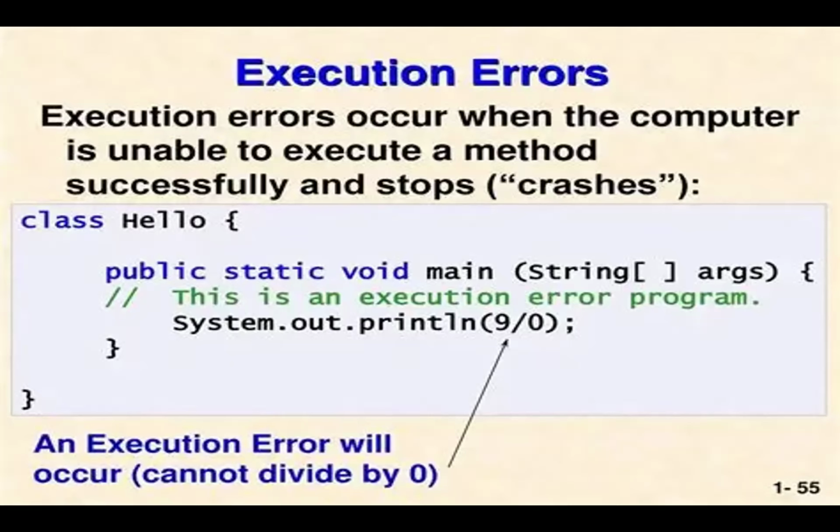So the computer tells you that there is an execution error in the program. Why in this case? Because any number cannot be divided by 0. So an execution error will occur.